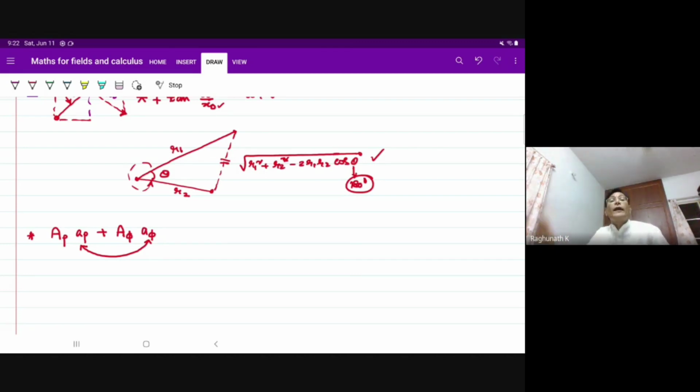Because of this only, there is no general vector from any point in this coordinate system to any other point. Given rho naught, phi naught, and rho 1, phi 1, we cannot define a vector from one point to the other point looking at this only.